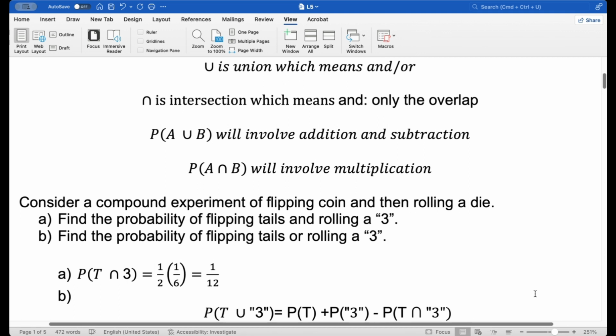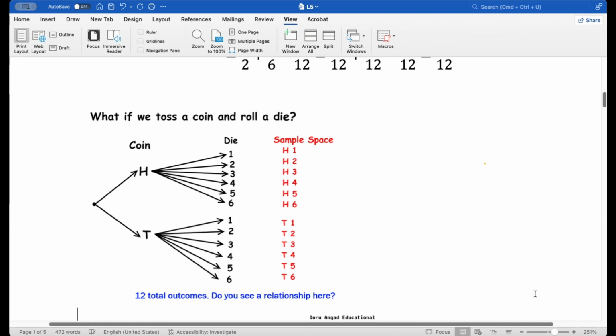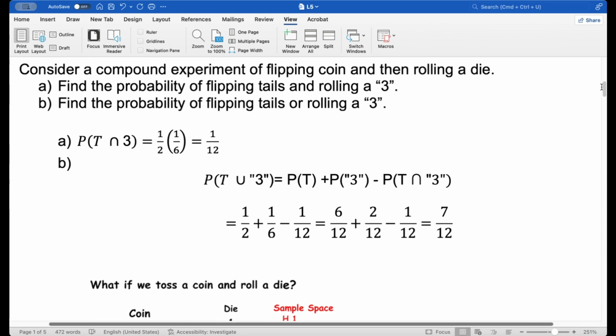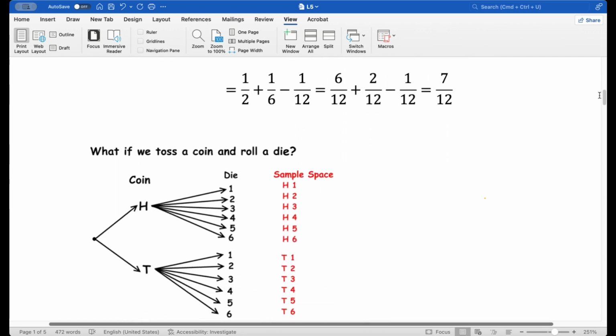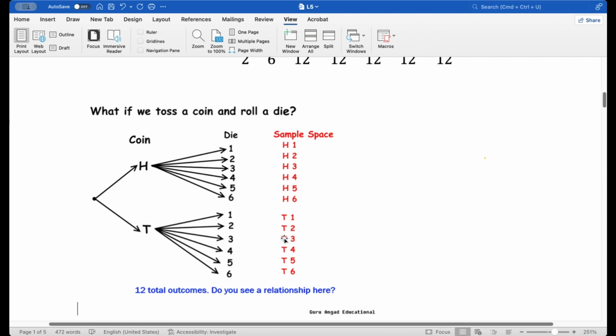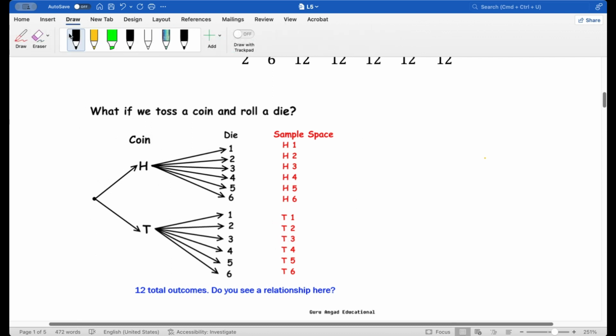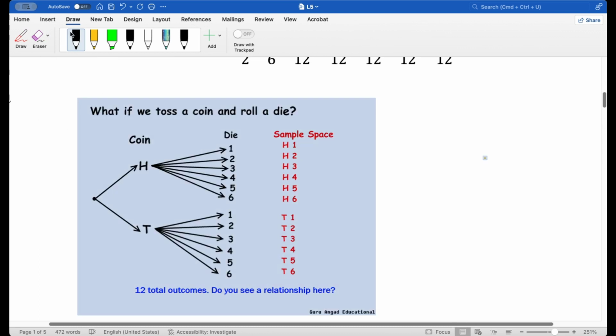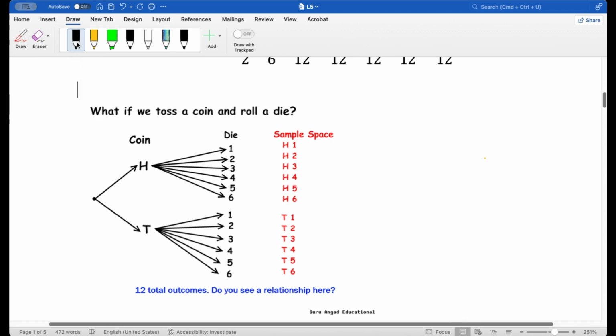If we scroll down to the diagram here, we see that of the 12 outcomes in the sample space, there's only exactly one of them that has both the T and the 3. So we only have one way to achieve this out of 12 possibilities.